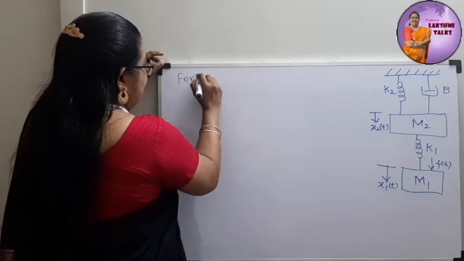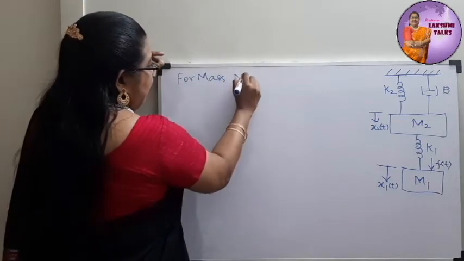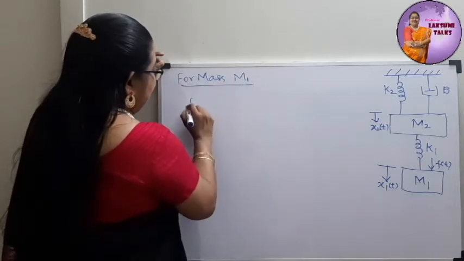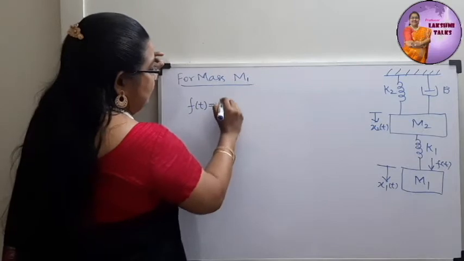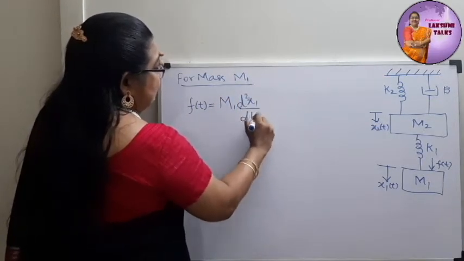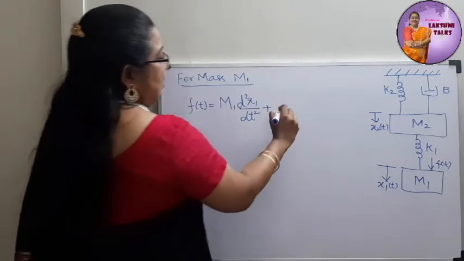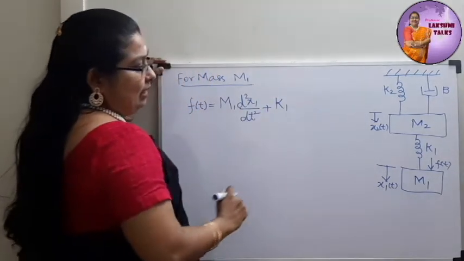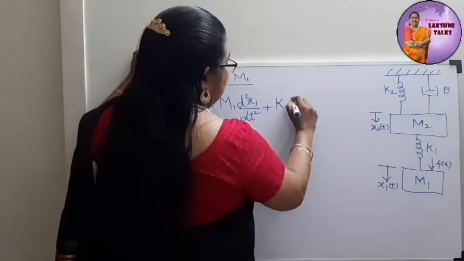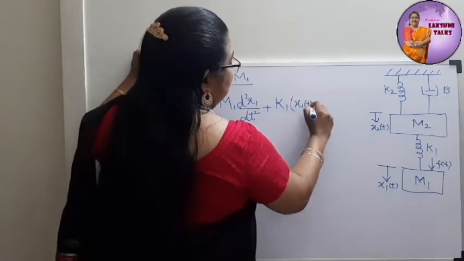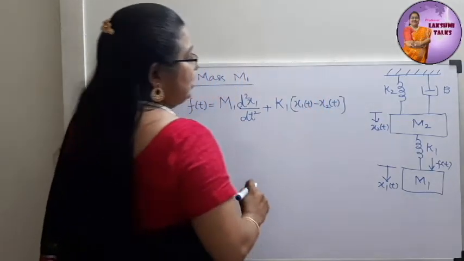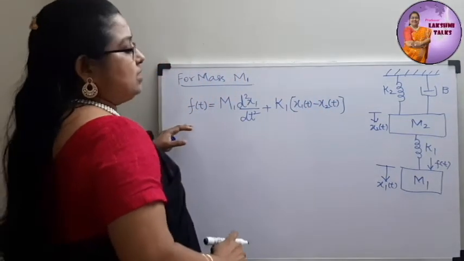So for mass m1, the equation will be f of t is the applied force, which is equal to m1 d square x1 by dt square, plus you have only one element attached to it, which is k1, but it is in between mass m1 and m2. So it is k1 into x1 of t minus x2 of t. Since we are considering mass m1, it is x1 minus x2. So this is the first equation.